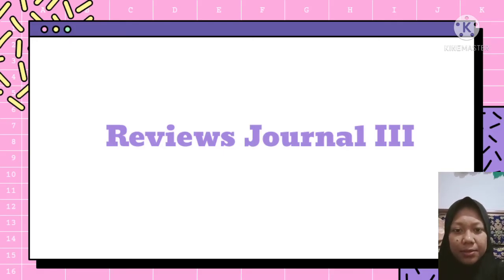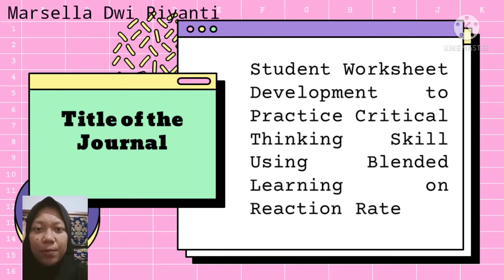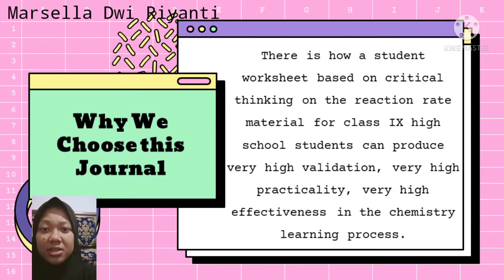Okay, let me present the review of journal 3. Title of the journal is Student Worksheet Development to Practice Critical Thinking Skill Using Blended Learning on Reaction Rate. Why did we choose this journal?